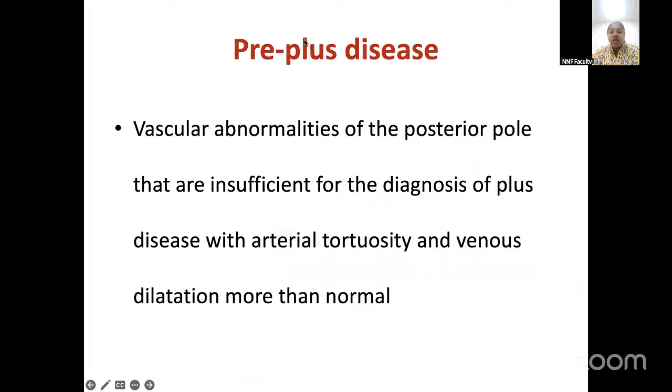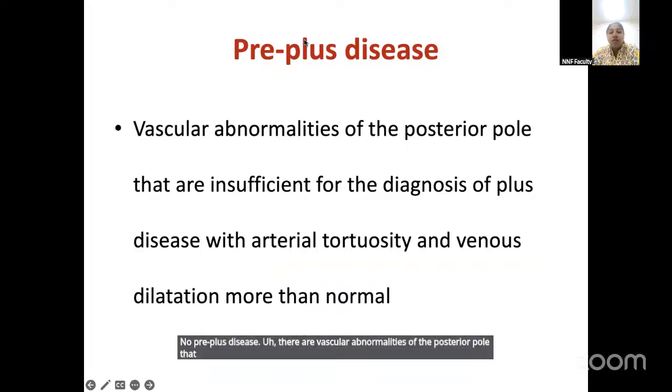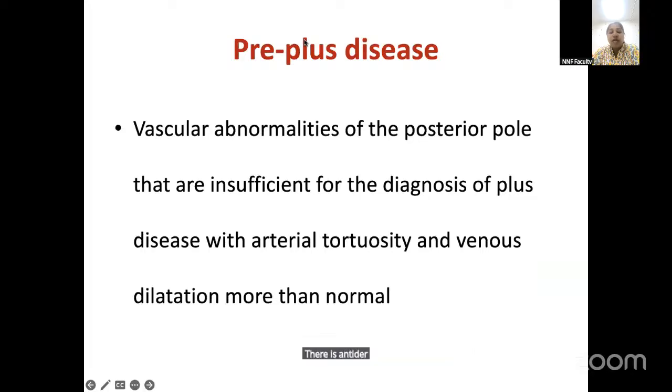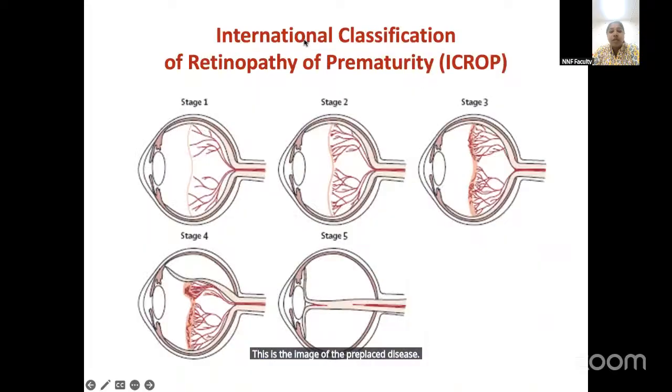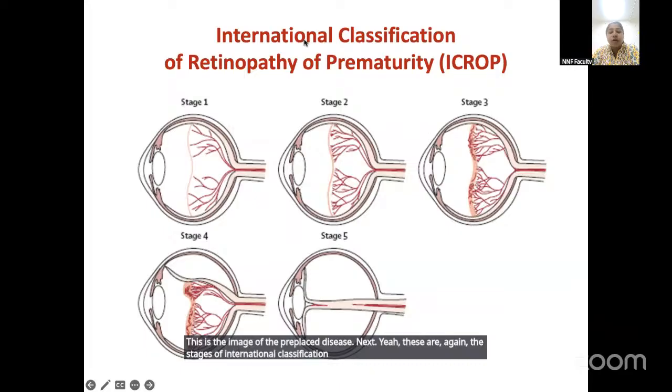Now, pre-plus disease. There are vascular abnormalities of the posterior pole that are insufficient for the diagnosis of plus disease. There is arterial tortuosity and venous dilation, which is more than normal. This is the image of the pre-plus disease. Next. These are again the stages of the international classification of ROP.